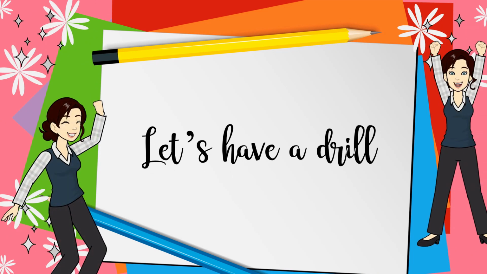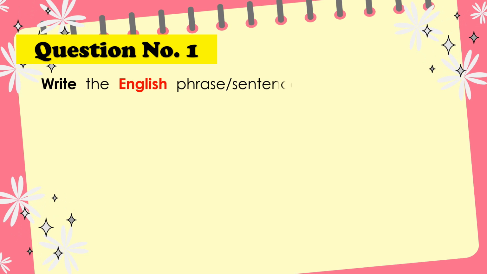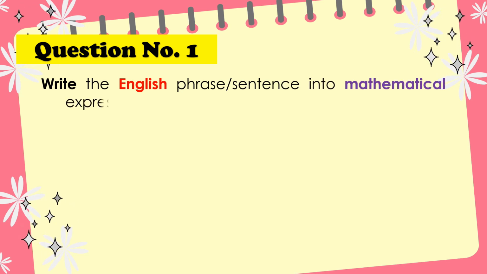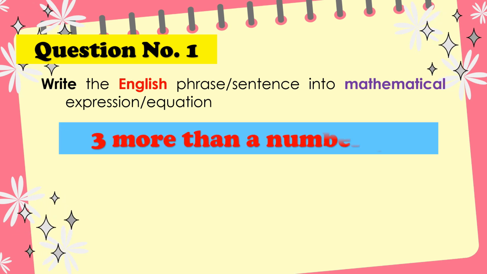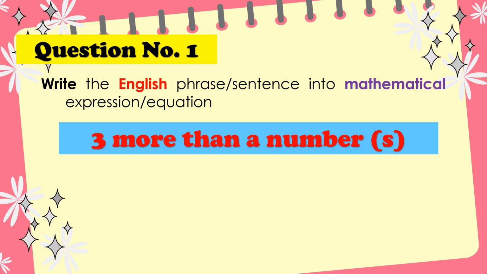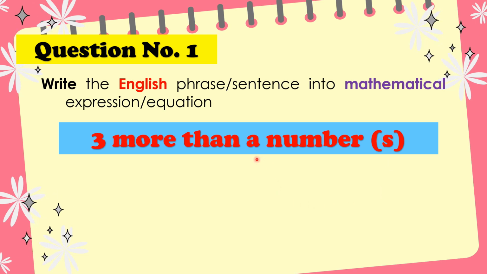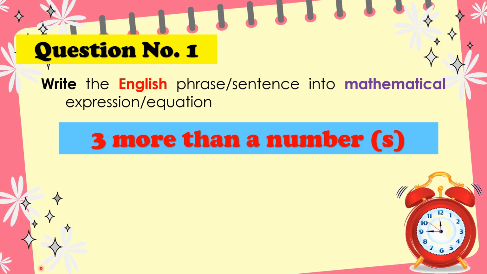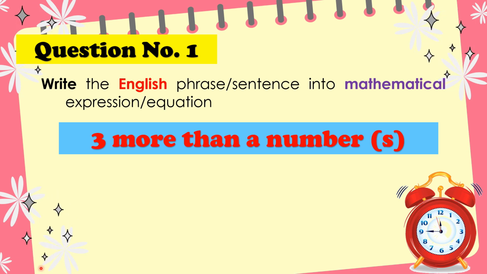Let's have a drill. Question number 1. Write the English phrase or sentence into mathematical expression or equation. 3 more than a number S. So in this scenario, you're going to use S to stand for the unknown quantity. I'm going to give you 5 seconds to answer. Your time starts now. So what is the answer?